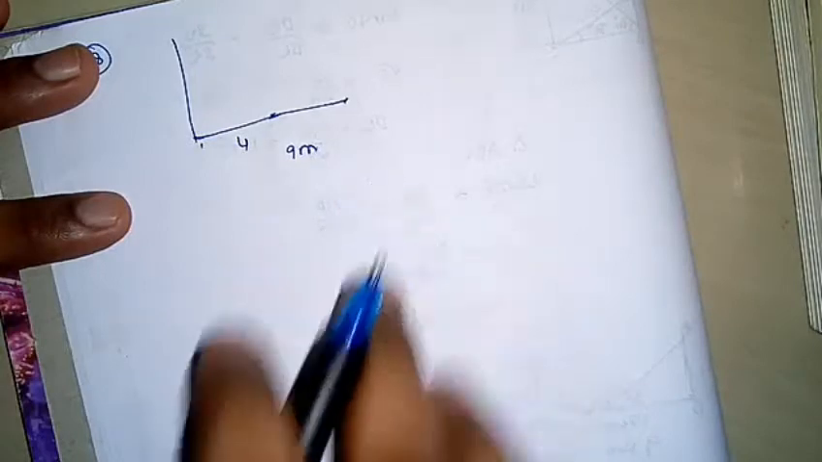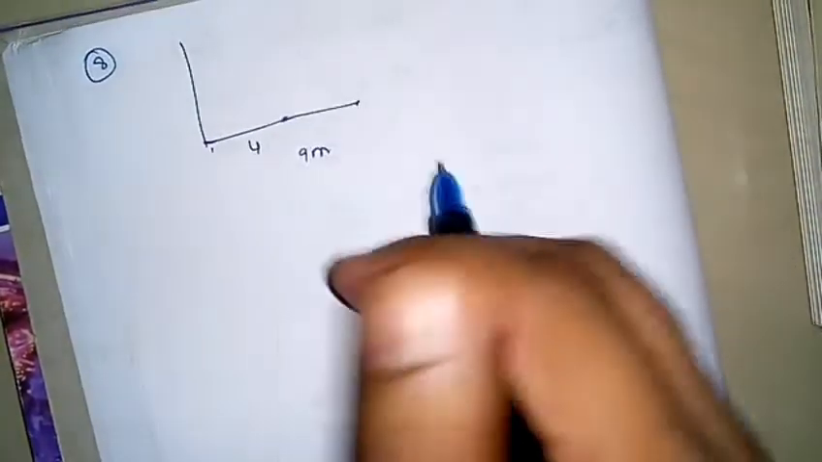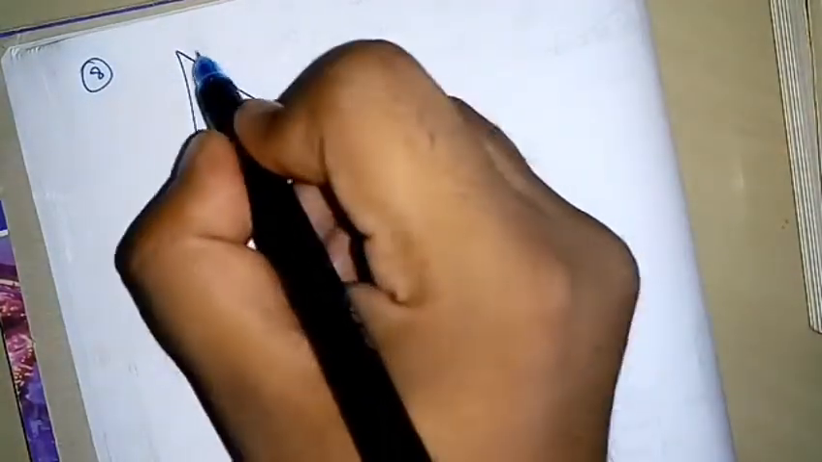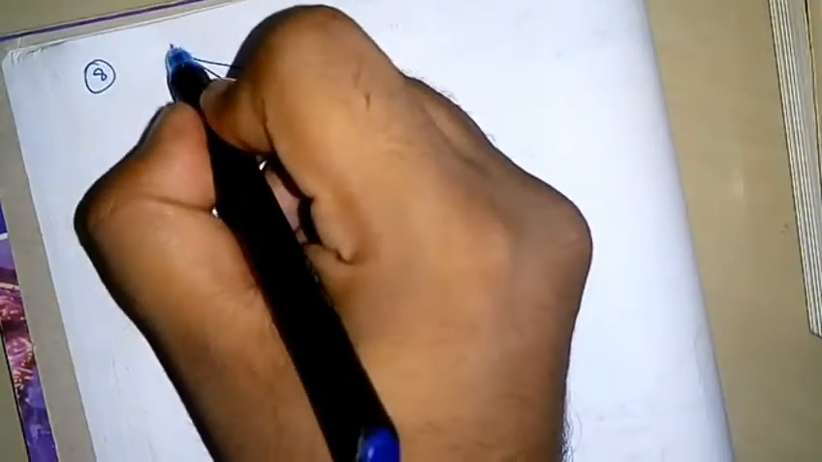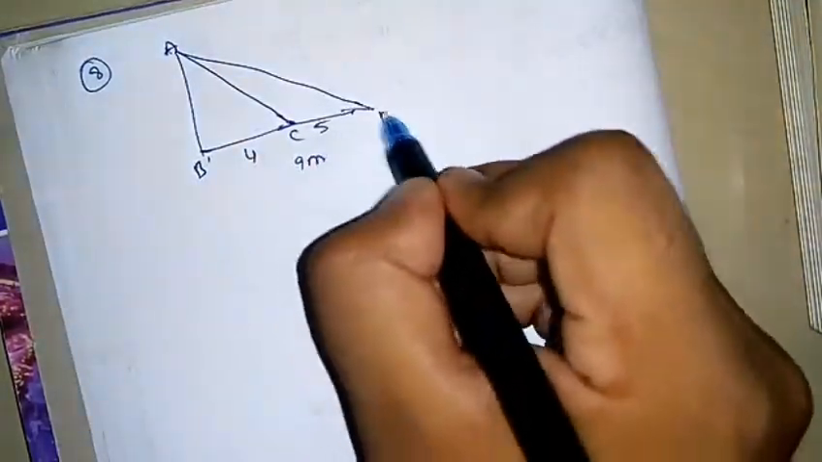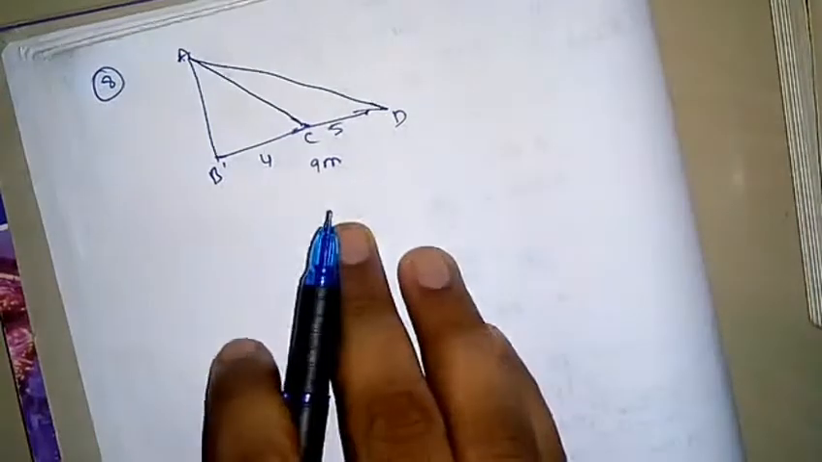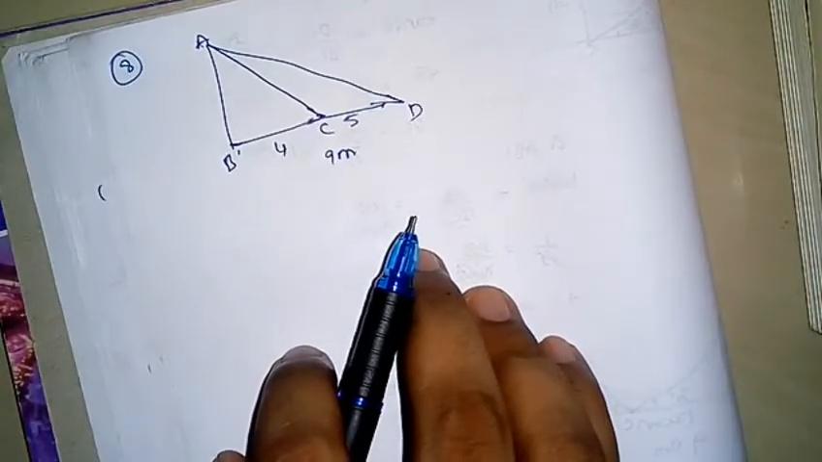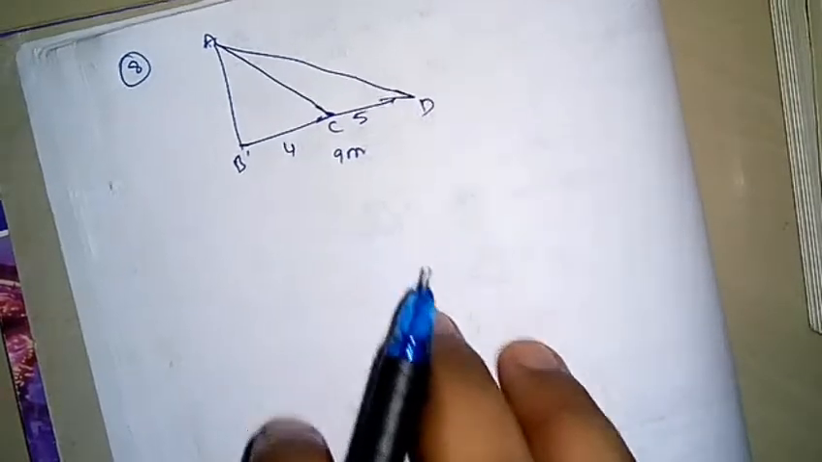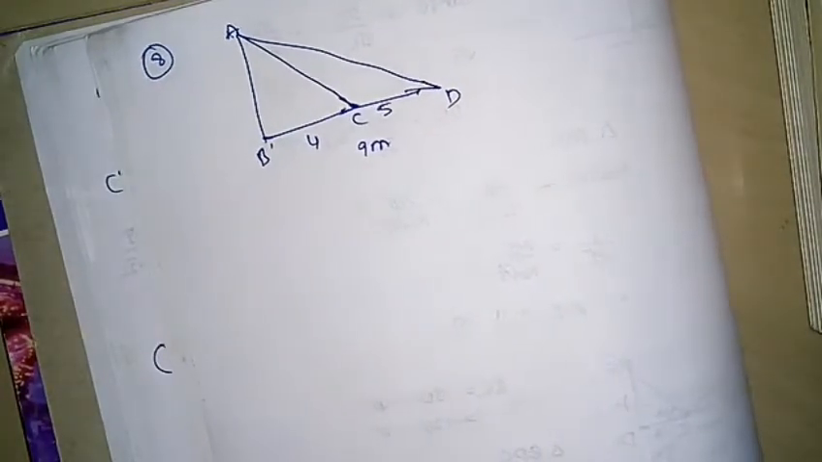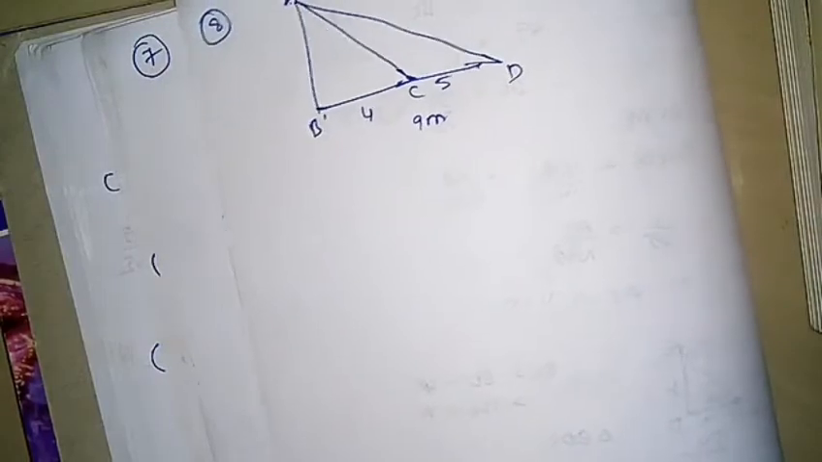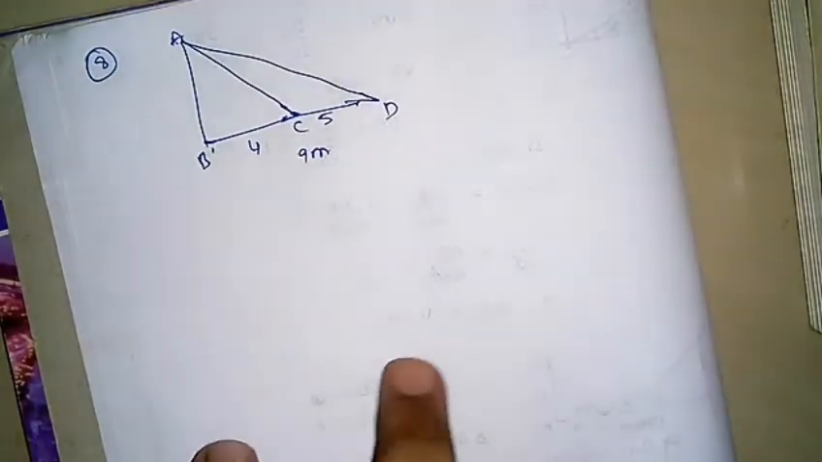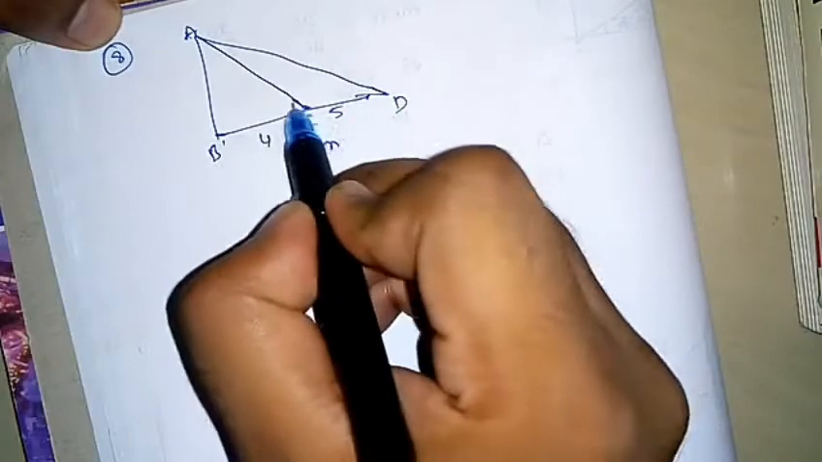The angles of elevation of the top of a tower from 2 points at distances of 4 meters and 9 meters from the base of the tower, and in the same straight line with it, are complementary. Let this be A, B, C, D. Find the height of the tower from the base of the tower.